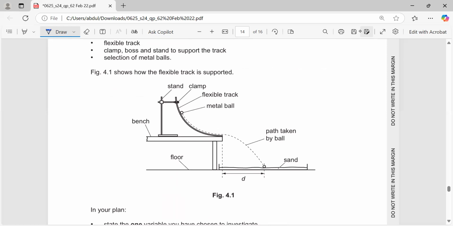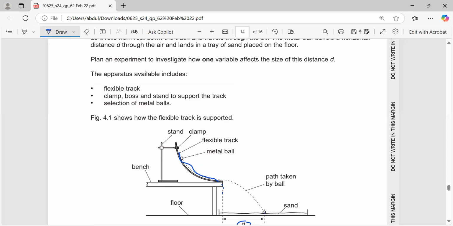What distance d? See, this is coming down from here and then of course in air and falls on the sand. So what is the horizontal distance? This is from the point of landing from here till here, whatever the distance it will travel, that is the d. This d we are checking, but what are the factors which can affect this d?